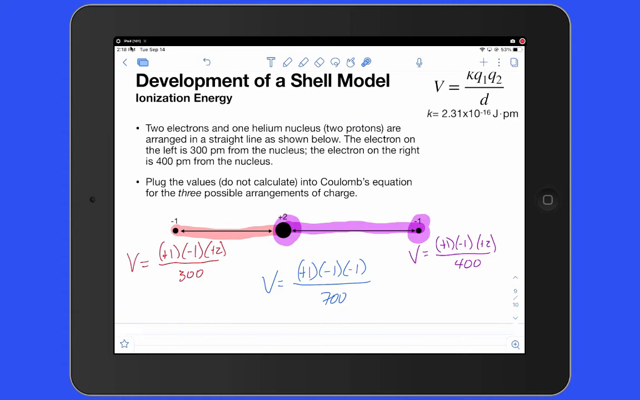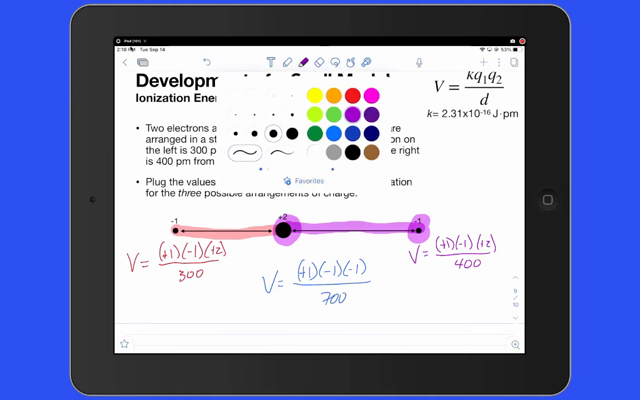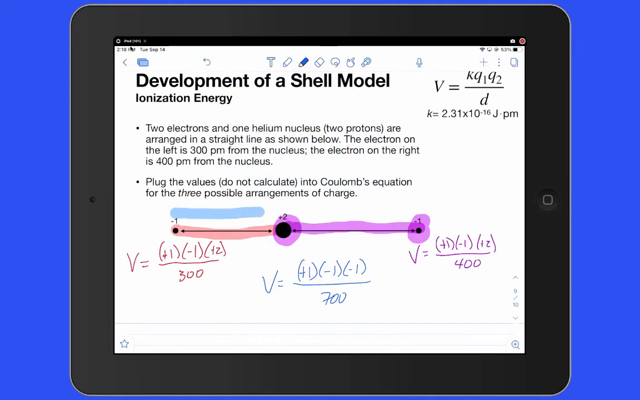And then this down here, the blue, that's covering the whole thing. So this -1 could be either one of these. This -1 could be either one of these. And the total distance is your 700.